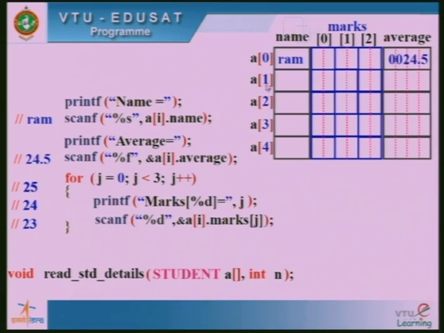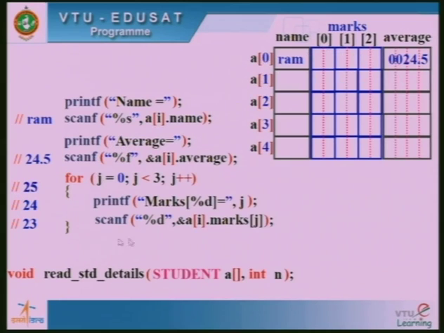Now one more thing: can you tell me what is the initial value of i? Initial value of i will be 0. Next i becomes how much? 1. Next i becomes 2, i becomes 3, i becomes 4. So if I execute these statements repeatedly, how many times? 5 times. I can enter 5 student details like this. So to enter this information, what should be the initial value of i? 0.